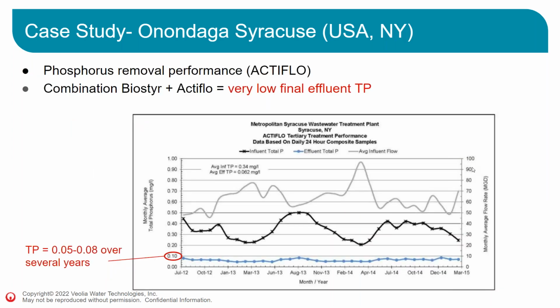And then for the ActiFlow performances, they needed to have a very stringent phosphorus removal. So what was observed since the beginning of this plant is a total phosphorus from 0.05 to 0.08 over several years. So below the 0.1, they needed to make sure to meet. So Biostyr and ActiFlow is a very good combination to achieve a low final effluent phosphorus concentration.